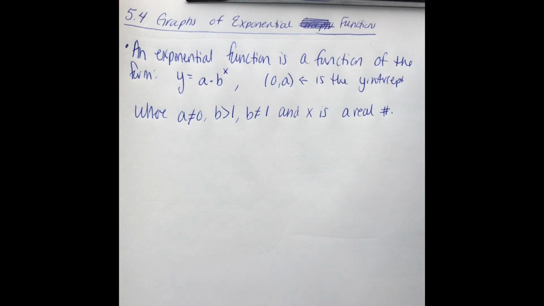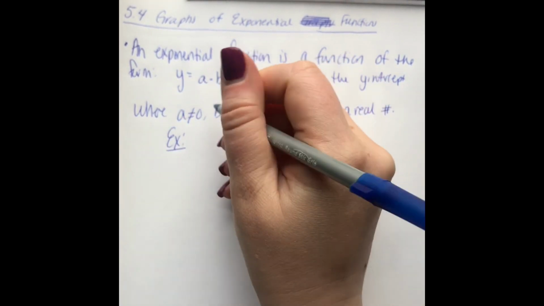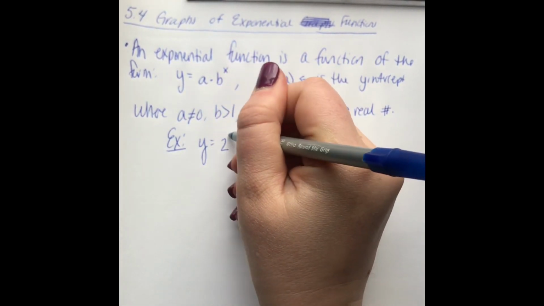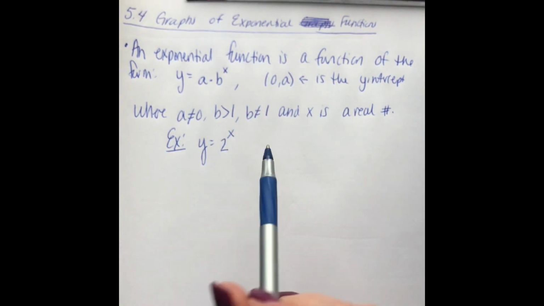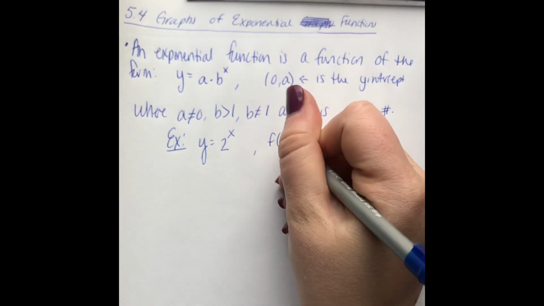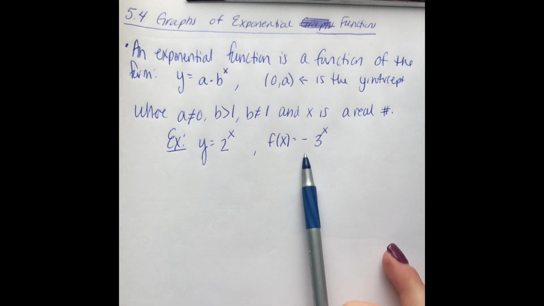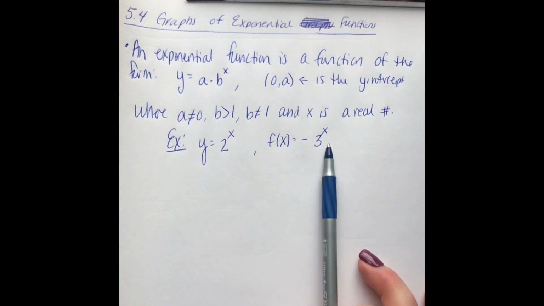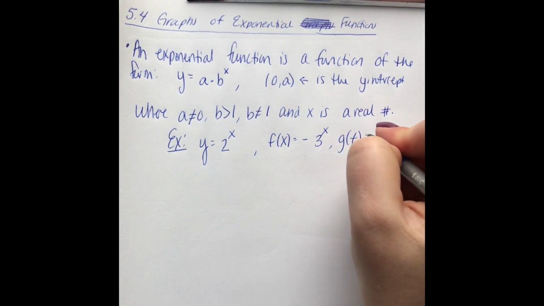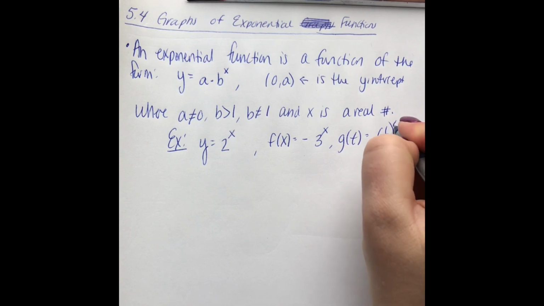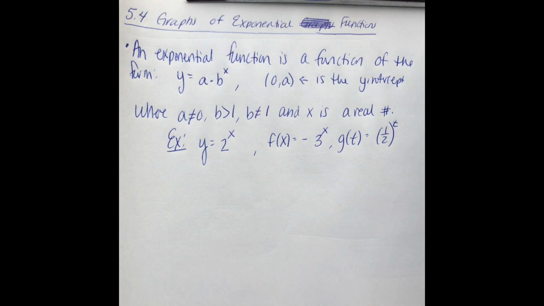Awesome. All right, so let me show you what exponential functions look like. So here are some examples. Our first one, y is equal to 2 to the power of x. In this case, our a term is 1, our b term is 2, and there's our x. We could have f of x is equal to negative 3 to the power of x. This time our a value is negative 1, our b value is 3, and x is in the exponent. And then we have g of t, which is 1/2 to the power of t. Again, our a value is 1, b value is 1/2, and our letter t is up in the exponent.